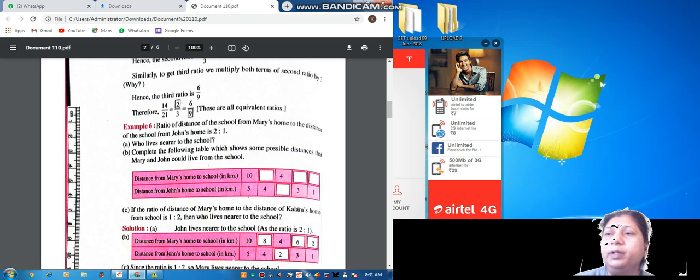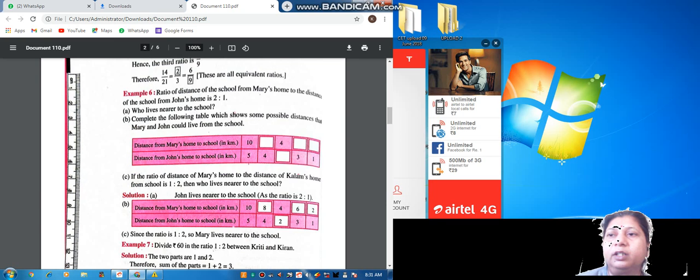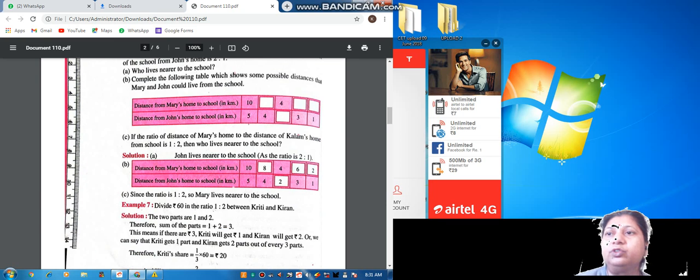So whose home is it first? Mary's home. So how far is Mary's home? 2 kilometers. And John's is 1 kilometer. So whose home is nearer to the school? It's John's home, right? Now, let's see the solution. John lives nearer to the school as the ratio is 2:1.